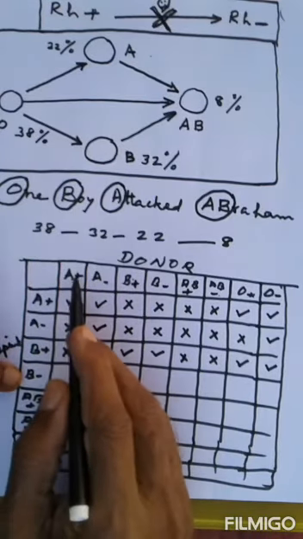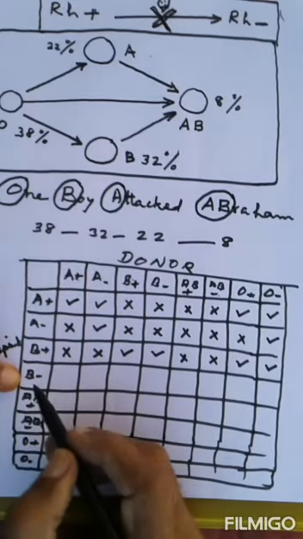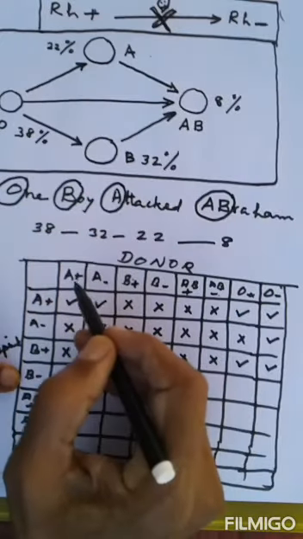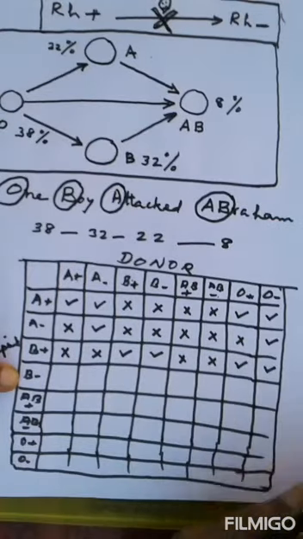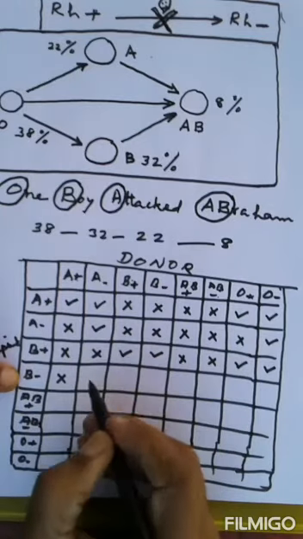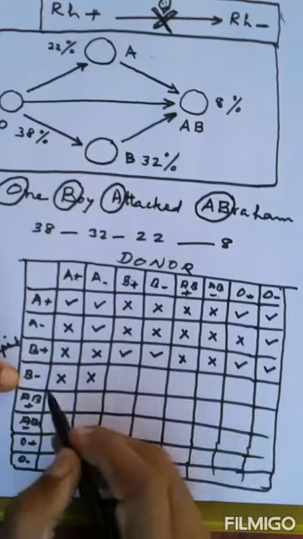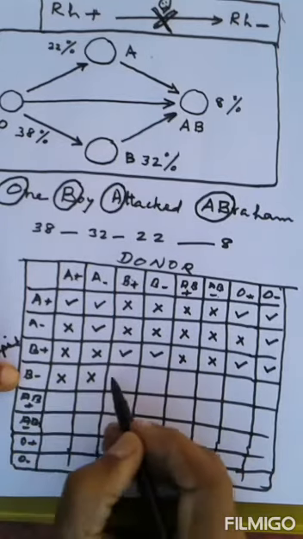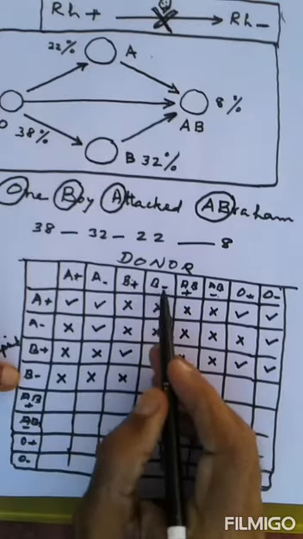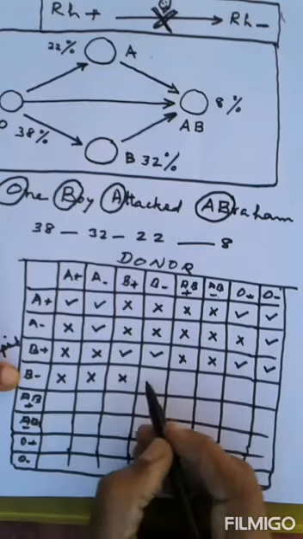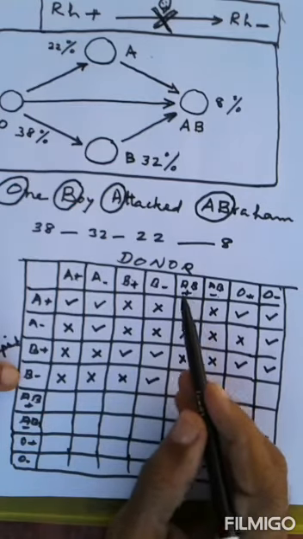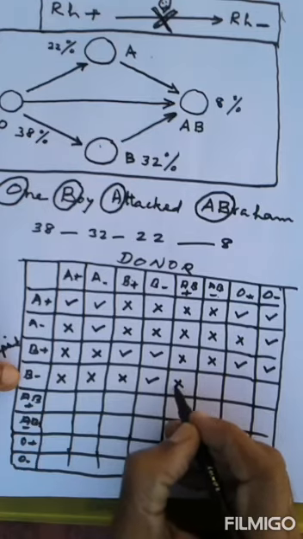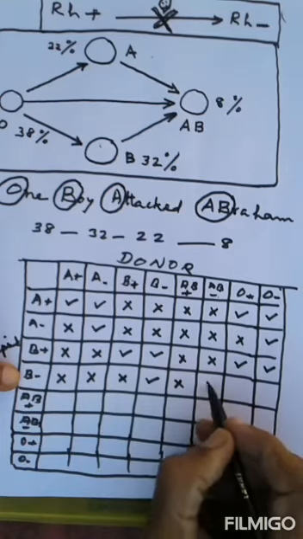Then coming to this one, A plus to B minus, is it possible? A to B is not possible, and also RH is not possible. So that means it is not at all possible, A to B. This also not possible. B plus to B minus, is it possible or not? B to B is possible, but here RH is from plus to minus, so that also is not possible. B minus to B minus, that is same blood, so that is possible. AB plus to B, that is in the reverse direction, it is not possible. So I will put a cross mark. AB negative to B negative, that also is not possible.